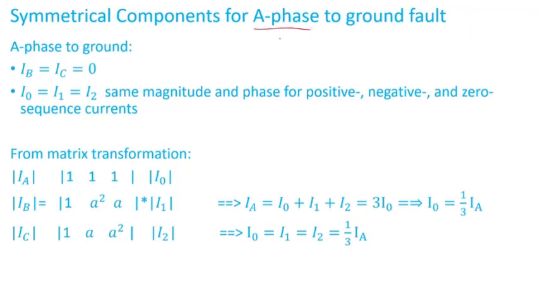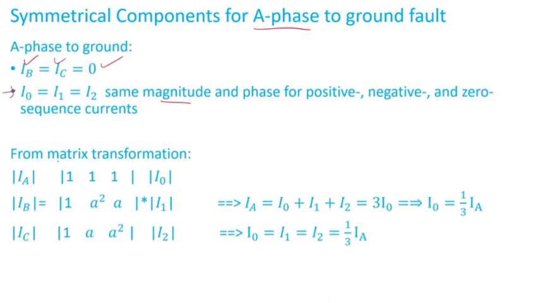In the previous video we said, okay, phase A is faulted to ground. So we know phase B, phase C, we assume they will be zero current. Then the zero sequence, positive, negative sequence currents will be equal in magnitude, and also they have zero phase shift. So say magnitude and phase shift.